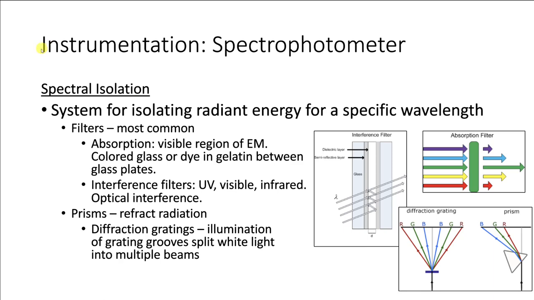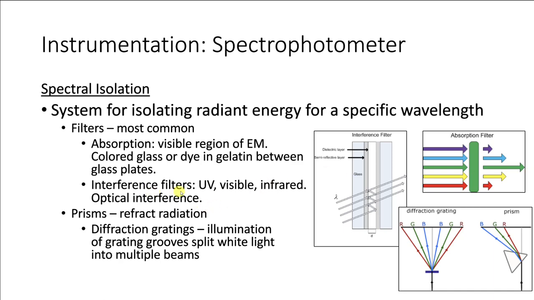So for spectral isolation, like I said, we have two options. We could pick between the filter or the prism. Filters, which is going to be our most common, will absorb any light that we don't want and only allow the one that we want through. So you can see through this absorption filter, white light is coming through in all of these different spectrums, but we only want the green. So we put up a green filter, and that will only allow green light to pass through, or at least at a greater length than the other.